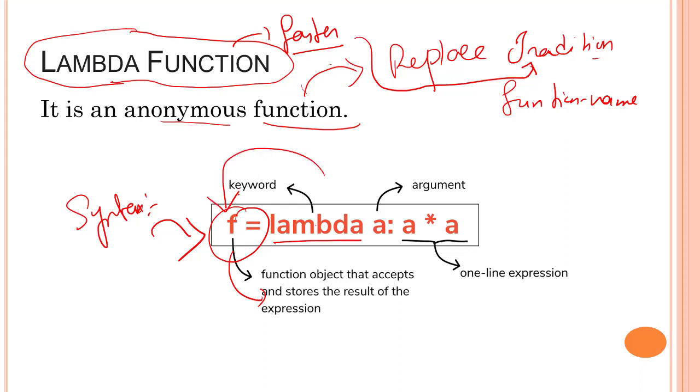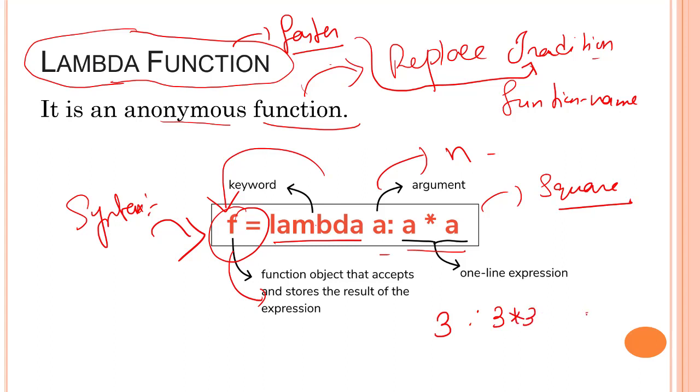A lambda function can have n number of arguments but only one expression. Remember that this is your argument; we can have n number of arguments, but the expression, the result, will always be one. This is your argument, and that is a one-line expression. For example, we do a cross a, like the square of that particular thing. Suppose I want the square of the value 3, so 3 cross 3, which means I get 9. This is how the lambda function is used.